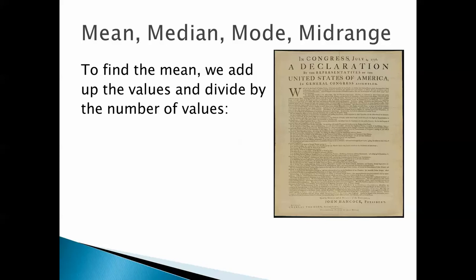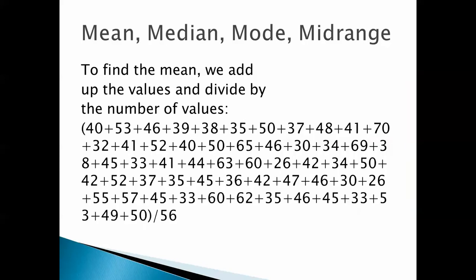To find the mean, we add up the values and divide by the number of values. 40 plus 53 plus 46 plus 39 plus 38 plus 35 plus 50 plus 37, and so on. And then divide by 56, the number of values. Add all those values up, divide by 56. We get 2493 divided by 56, which works out to be about 44 and a half years old, 44.52 years old.